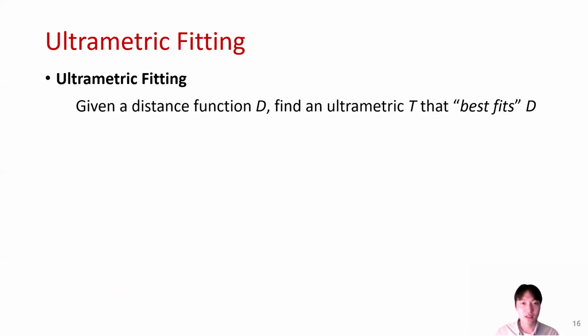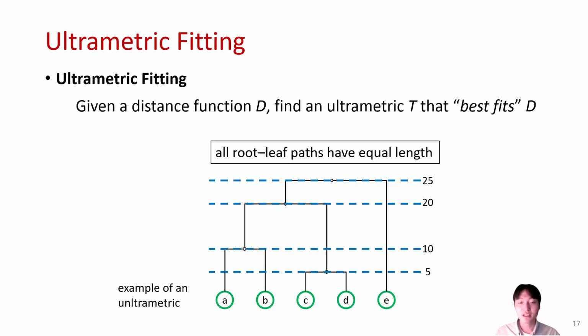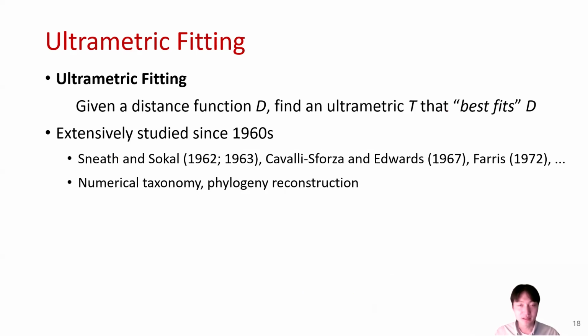So what is ultrametric fitting? The problem is easy to state. Given a distance function d, we want to find an ultrametric t that best fits the given distance function d. An ultrametric is a special case of a tree metric in which all leaves correspond to points and all root to leaf paths have equal length. It has been studied intensively since the 1960s across various fields, especially in computational biology. The problem is also known as numerical taxonomy or phylogenetic reconstruction.